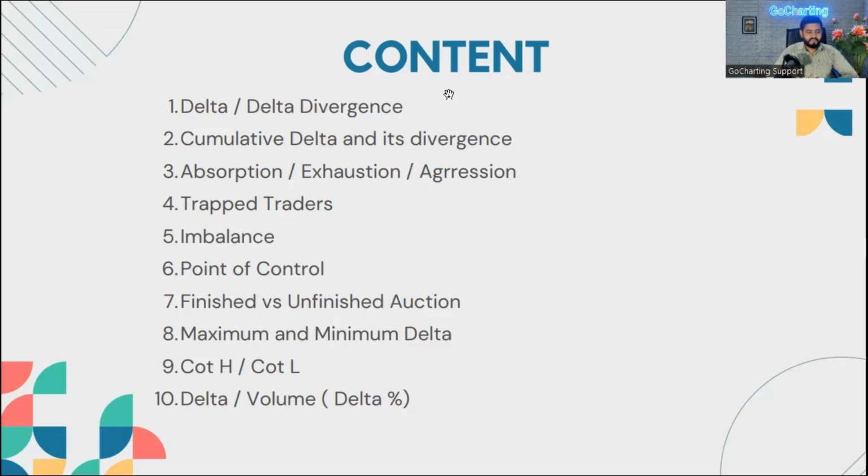Okay. Now, friends, see, all these things are interrelated. Of course, there is some term for trap traders and absorption, exhaustion, all these terms are there. But when you're looking at the trade, you will find that these are interrelated. Okay, these are not in separation. So please understand that these are only the terms to understand the phenomena, but they are interrelated. Okay. So now let's start with the delta and delta divergence.